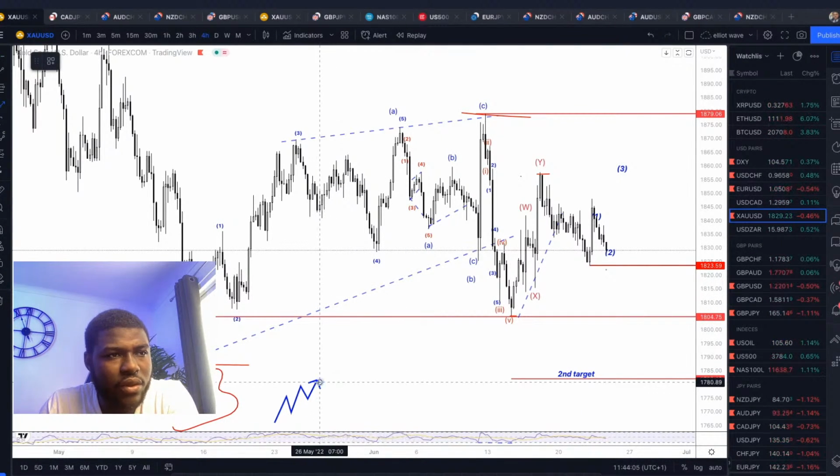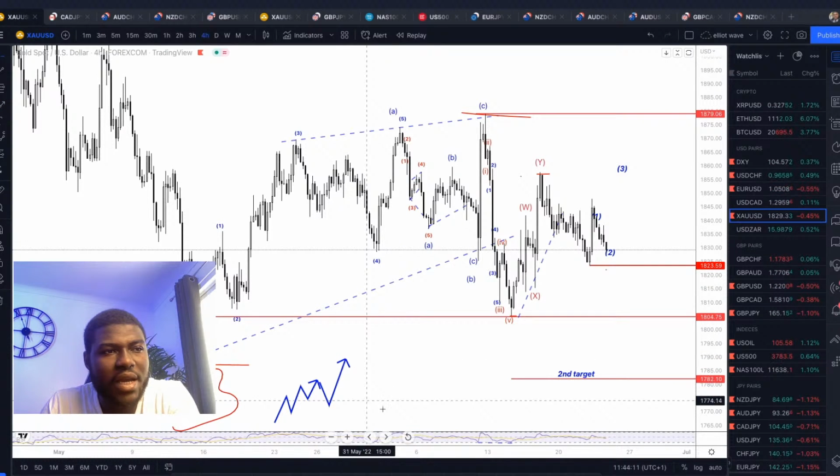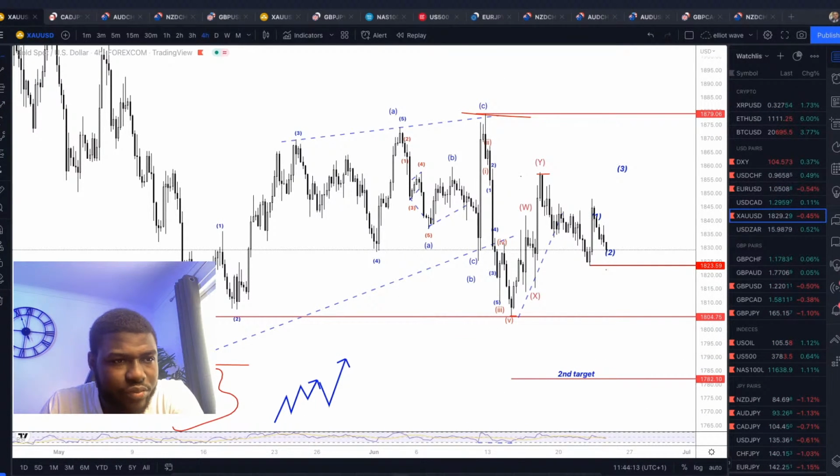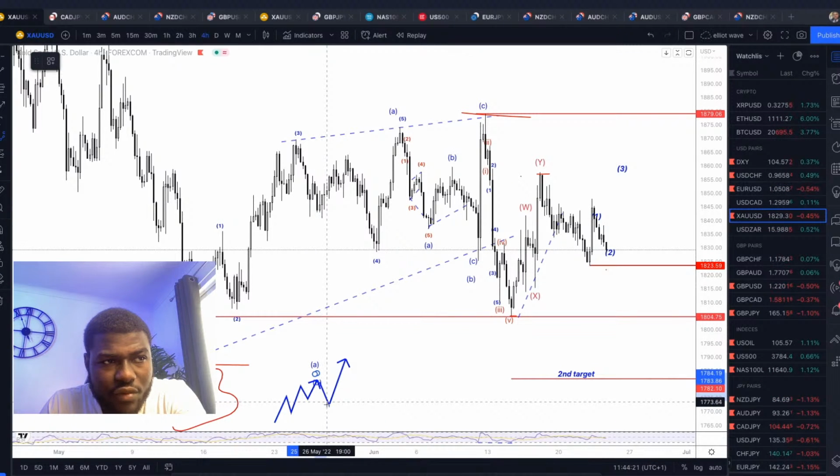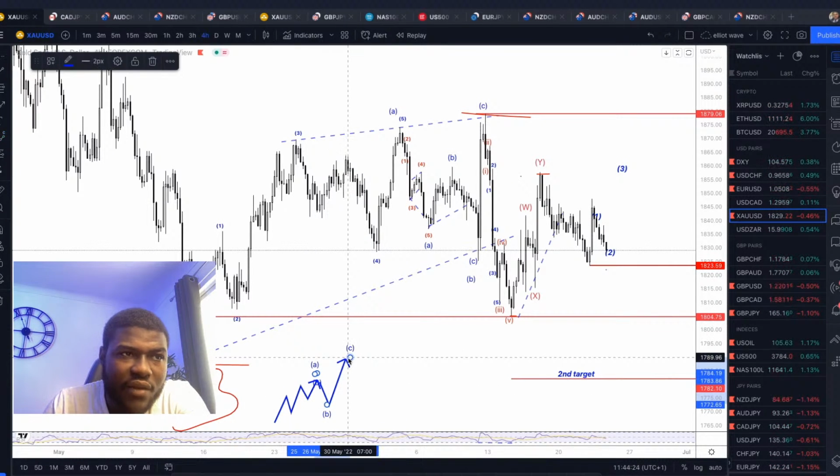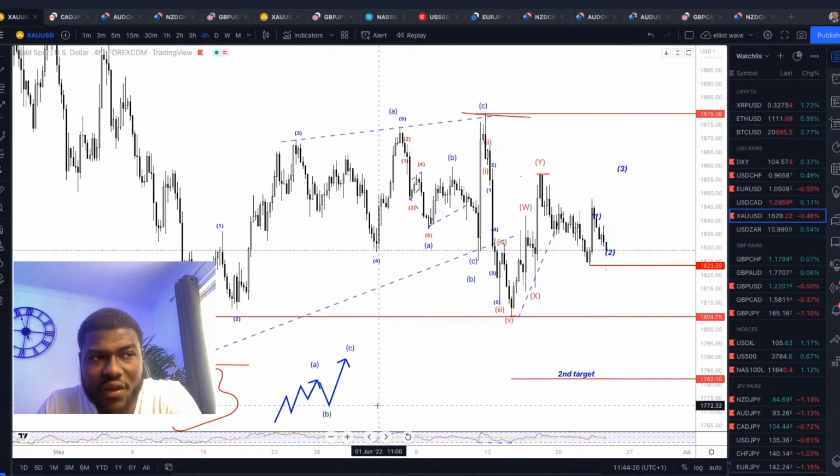Now there's going to be a correction to the downside. Then there's going to be a push up. Then my ABC will have completed. So all of these 1, 2, 3, 4, 5, I will label as my wave A, and this correction down will be my wave B, and there will be another 5 waves to the upside, which will be my wave C.